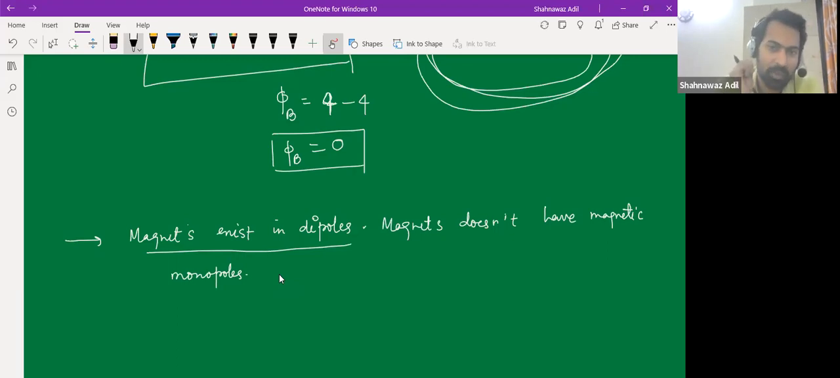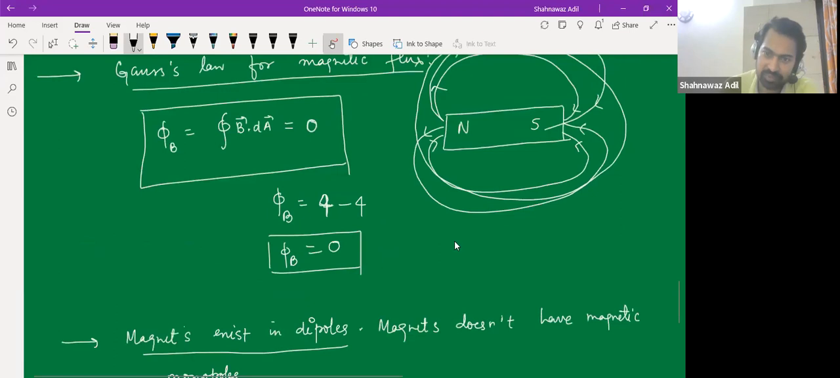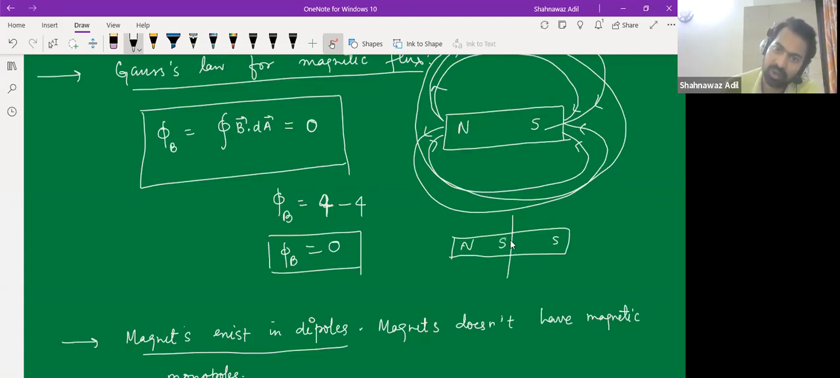Have you seen a magnet which has only a north pole? No, sir. So magnets always come in dipoles. If we cut this magnet, this is north and south, and if we cut it in half, this will become south and this will become north, right? This is the property of magnets, that they always come in pairs. They always have dipoles.